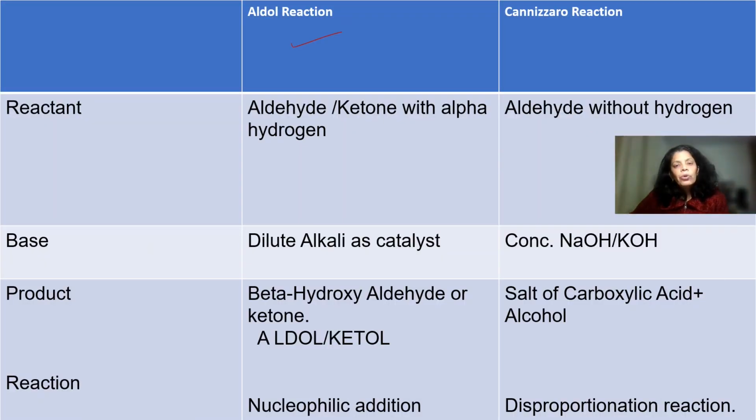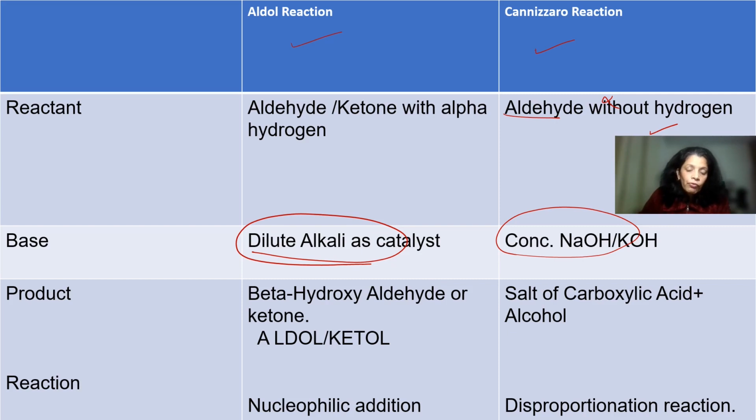So if we compare aldol reaction and Cannizzaro reaction, the aldol reaction goes for the aldehydes and ketones which have alpha hydrogen atoms, whereas Cannizzaro reaction is only for aldehydes, that too without any alpha hydrogen atom. Aldol reaction takes place in presence of dilute alkali as a catalyst, whereas for Cannizzaro reaction we need concentrated alkali. Product formed for the aldol reaction, if we go for the aldehyde, the product will be aldol. ALD stands for aldehyde, OL stands for alcohol. If we go for the ketone, it will form ketol. KET stands for ketone, OL stands for alcohol.